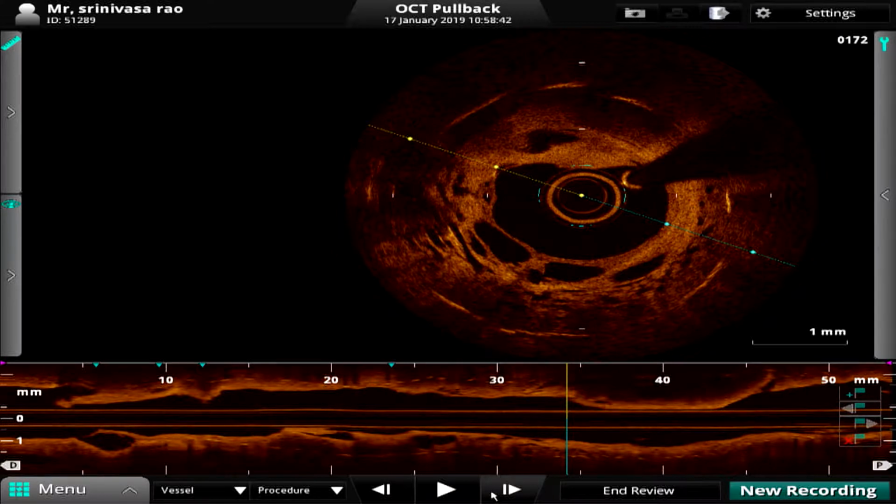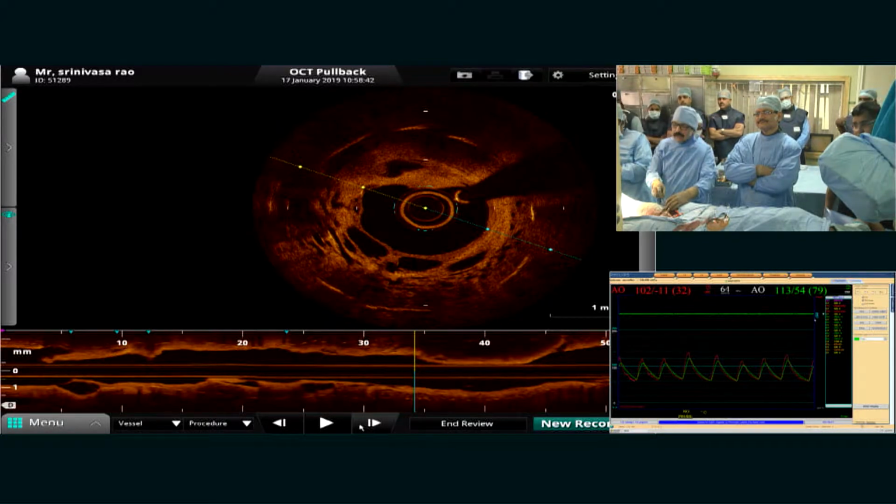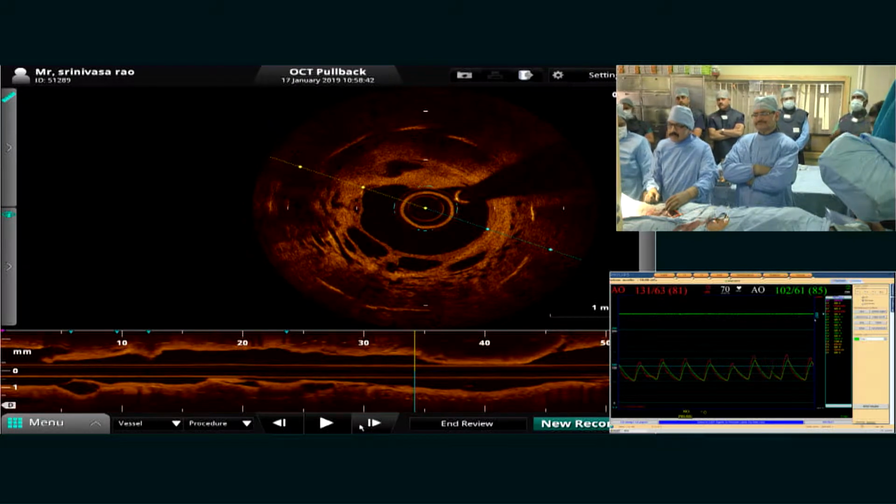Actually, the distal dissection seen on the OCT in the PD has been covered with a 2.5 stent. That's what we have done here. We covered with the 2.5 with an overlap with the proximal segment of the distal stent. And after that, the flow is established in the PDA. Next. Now, our strategy is to do a drug-eluting balloon, DEB.